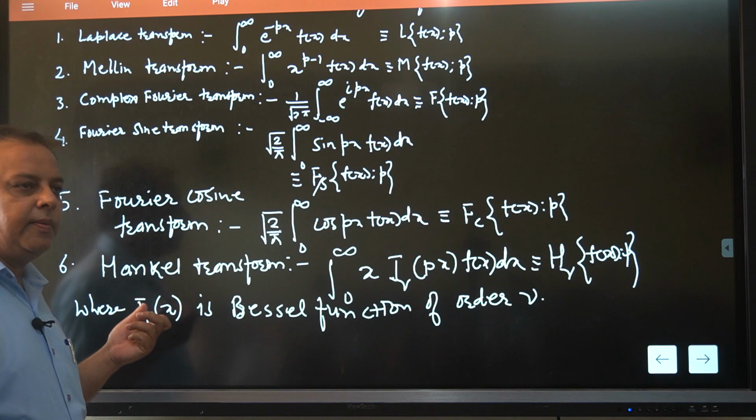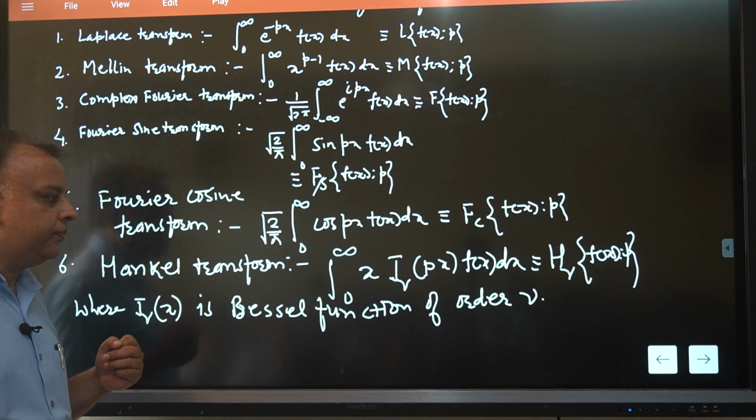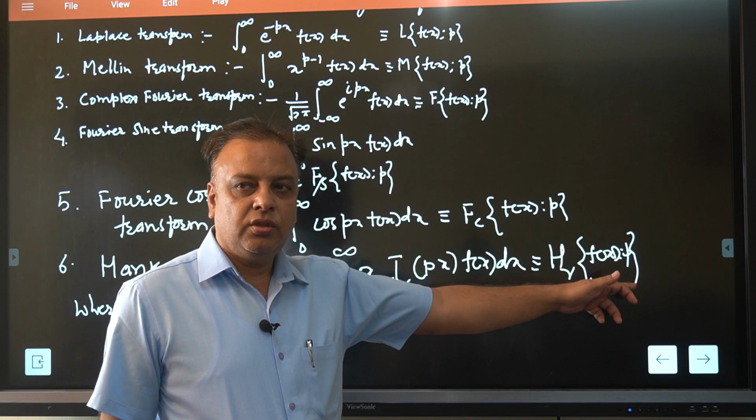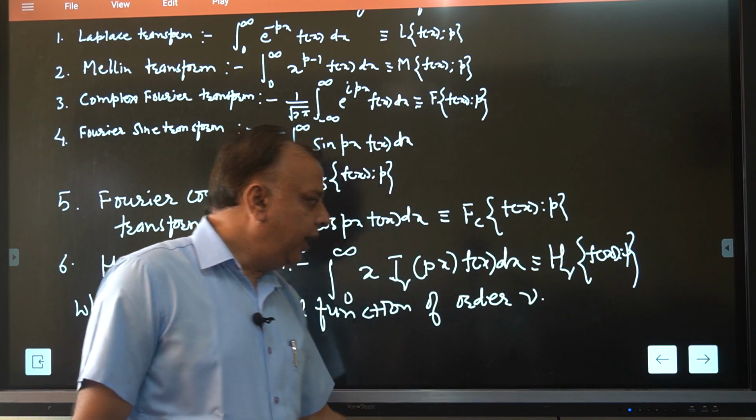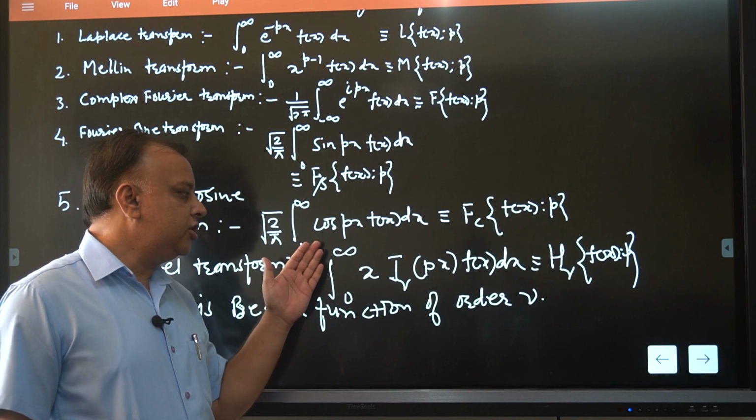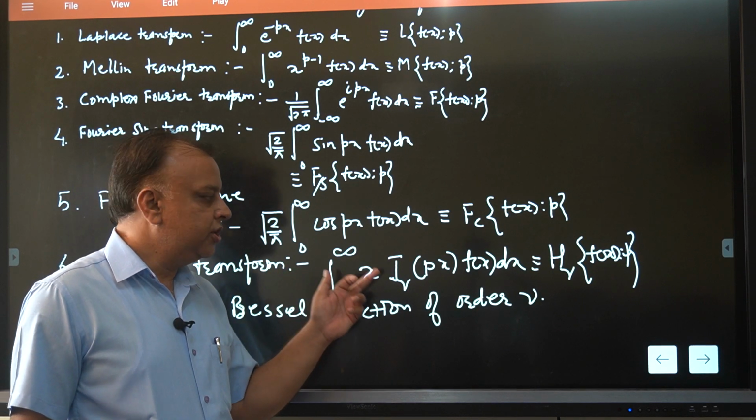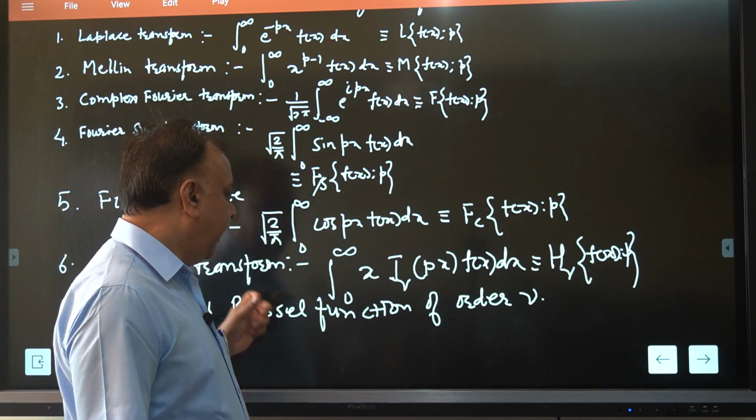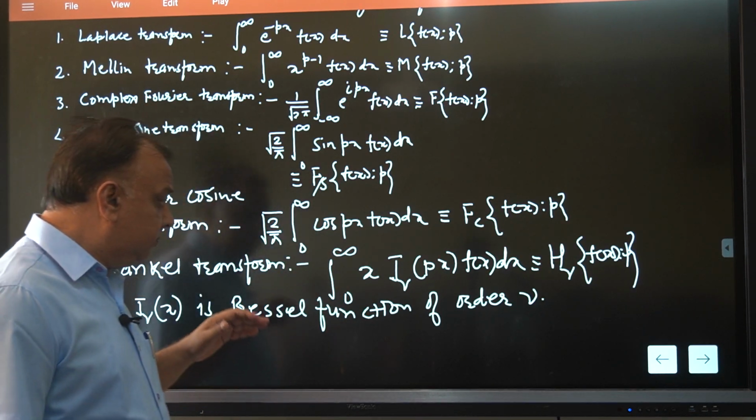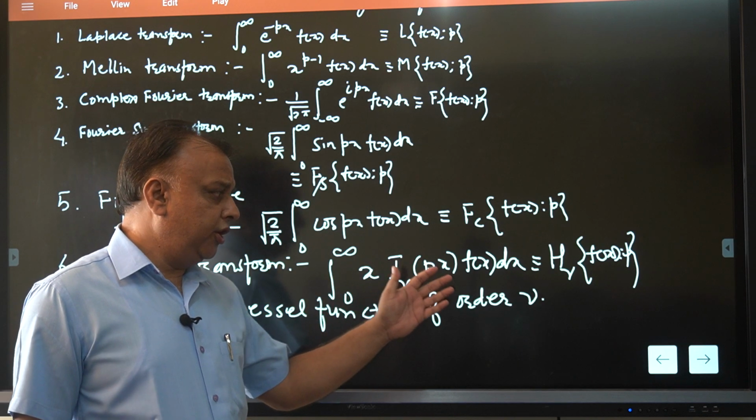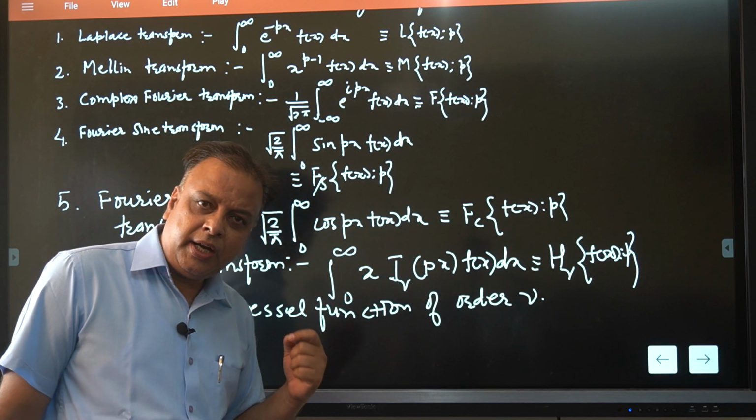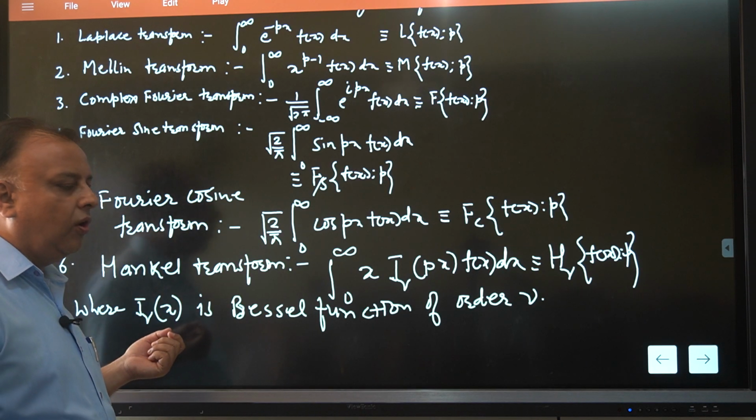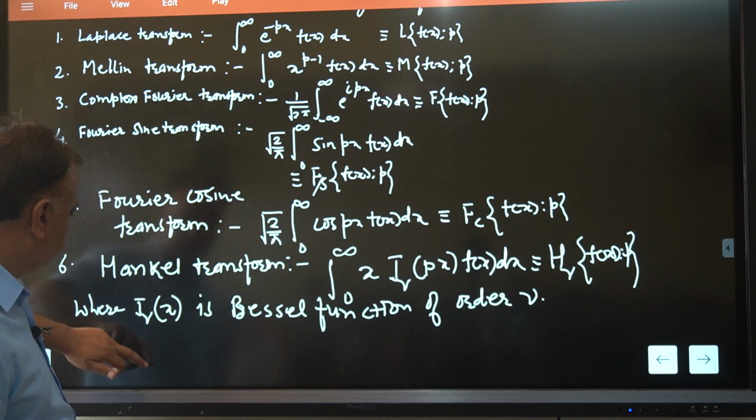Similarly, another transformation is the Hankel transformation, which is denoted by H_nu{f(x)} with respect to the parameter p, and it is given by the integral from 0 to infinity of x J_nu(px) f(x) dx. The kernel of the Hankel transformation is x J_nu(px). We know that J_nu(px) is the well-known Bessel function of order nu.